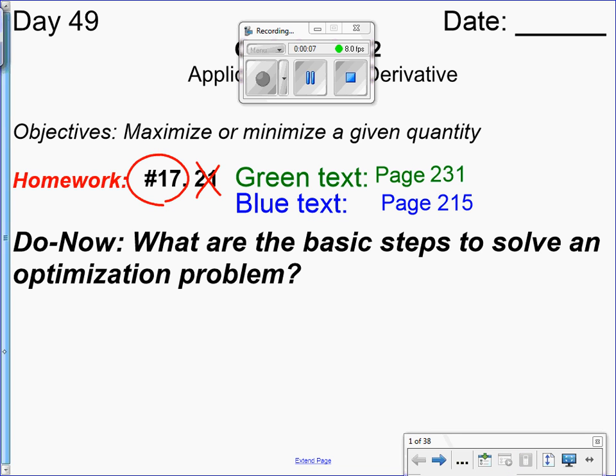Nope, can't mention the guillotine. All right, guys. Space. Oh yeah, now it's on there. All right, so yeah. Well, what are the basic steps?